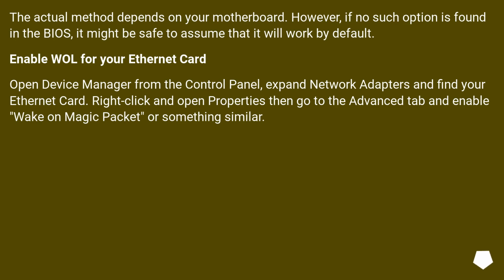Open Device Manager from the Control Panel, expand Network Adapters and find your Ethernet card. Right-click and open Properties, then go to the Advanced tab and enable Wake on Magic Packet or something similar.